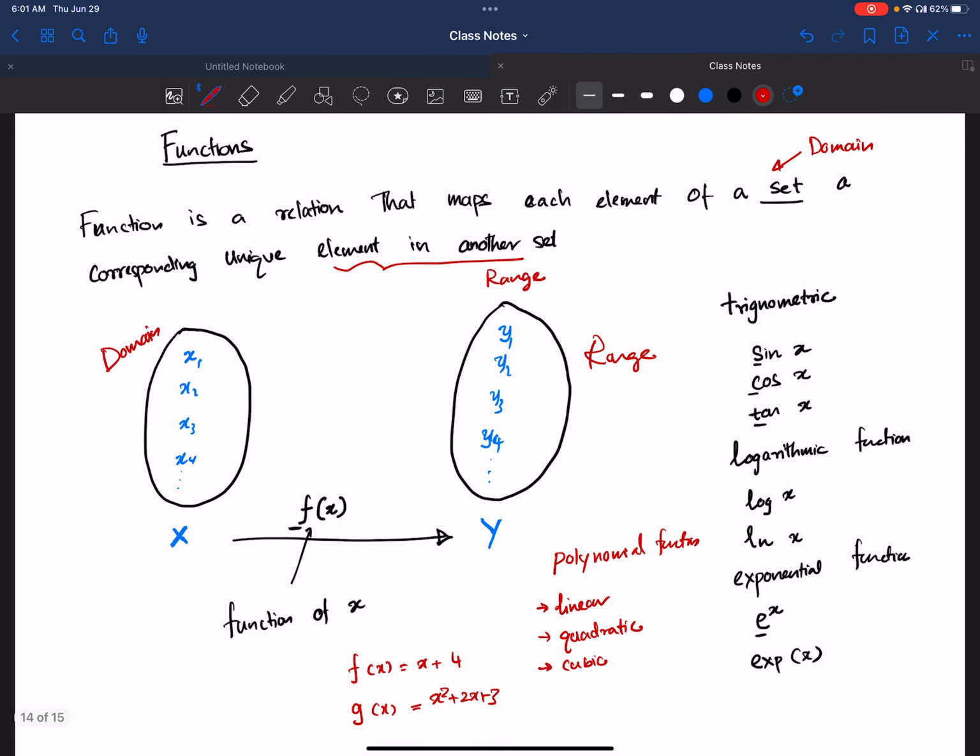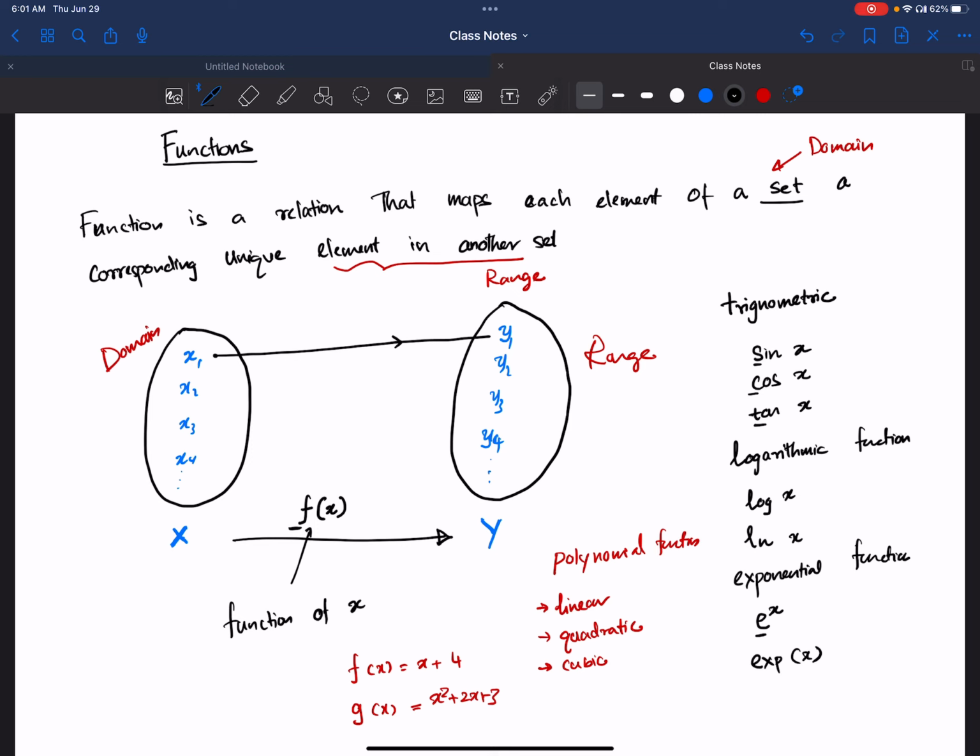Okay, so what does this definition mean? In a function, this relation could be any kind of relation. For this relation to become a function, each element should go to a unique element in the range or the codomain.